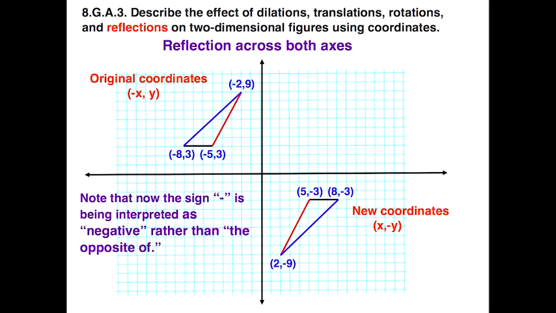You should always start off labeling your original coordinates as just x, y, and then worry about if it's a positive or negative number once you figure out what the coordinates are.